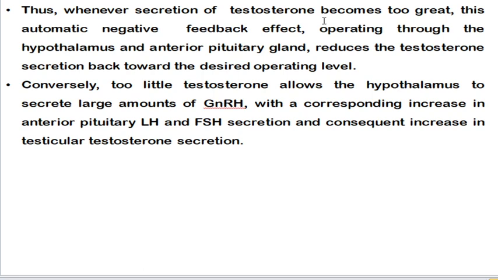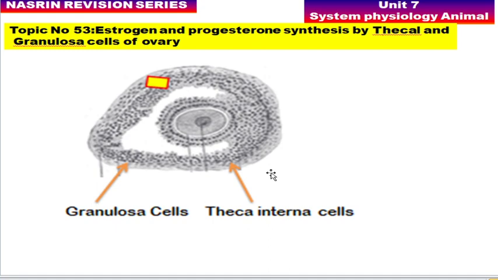So whenever the testosterone level becomes too high, this automatic negative feedback operating on the hypothalamus and anterior pituitary gland will reduce testosterone secretion back to normal. Conversely, if testosterone secretion is too low, it will allow the hypothalamus to secrete a large amount of gonadotropin-releasing hormone, which will stimulate the anterior pituitary to secrete LH and FSH, resulting in an increase in testicular testosterone secretion.